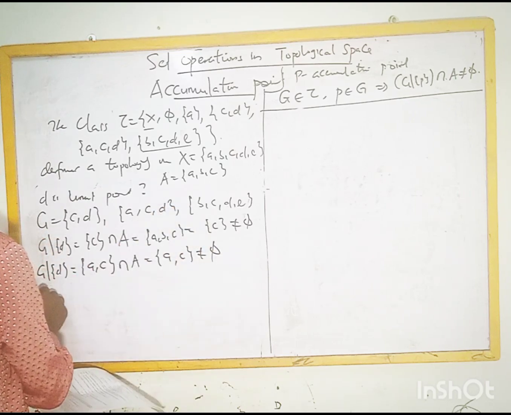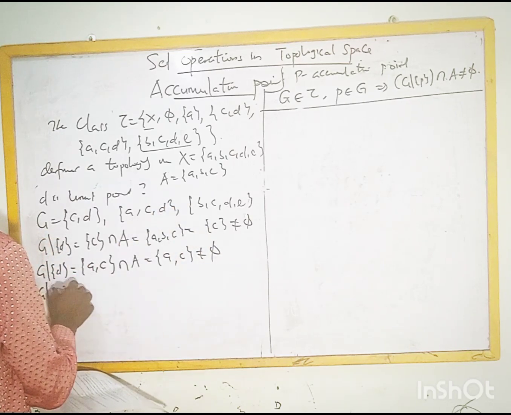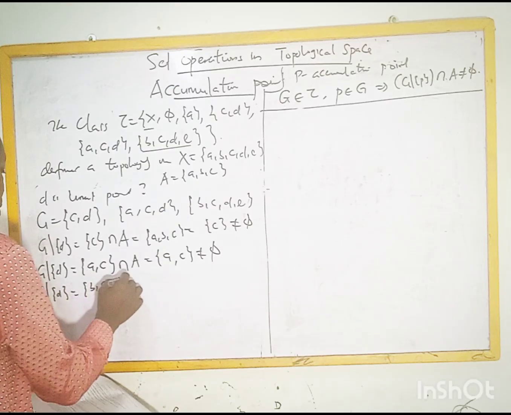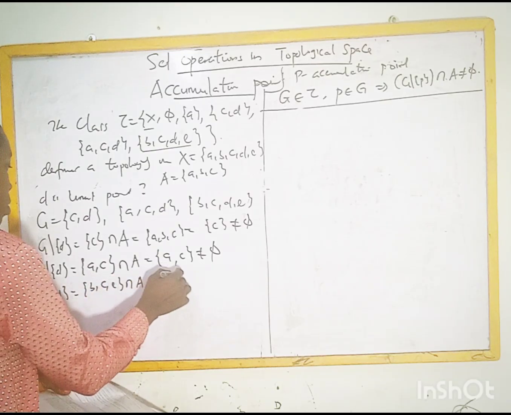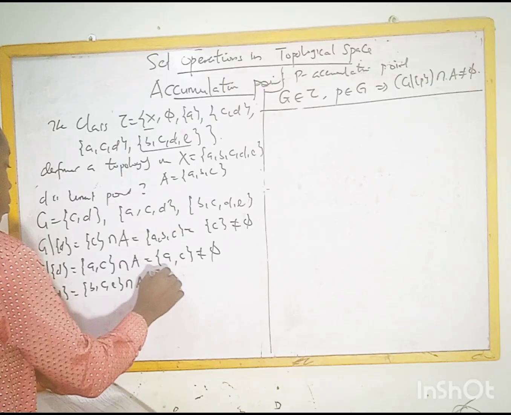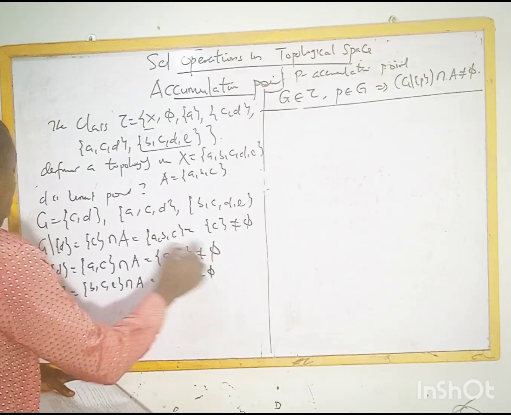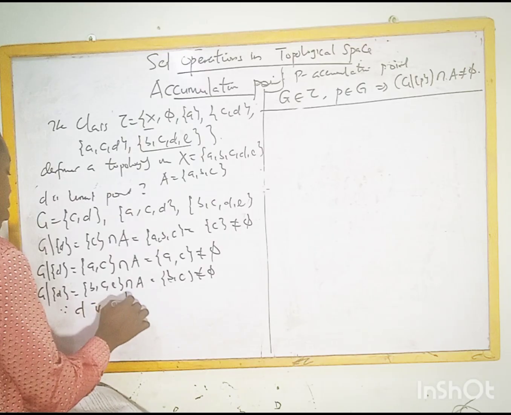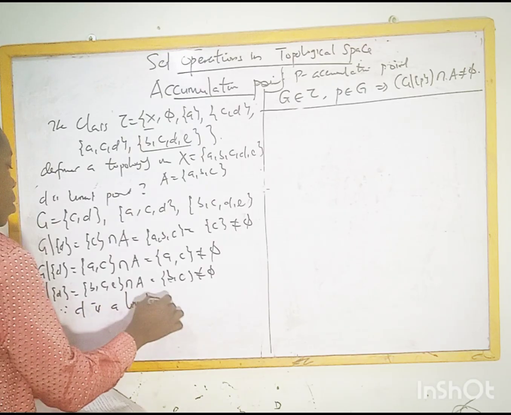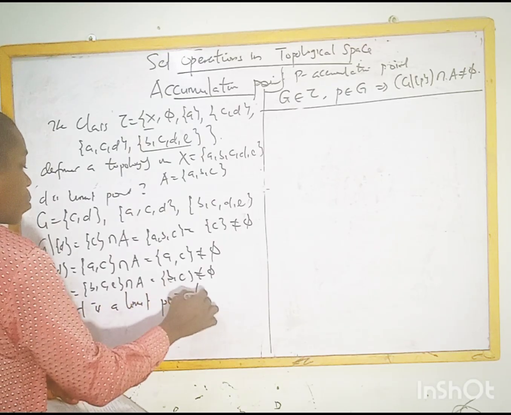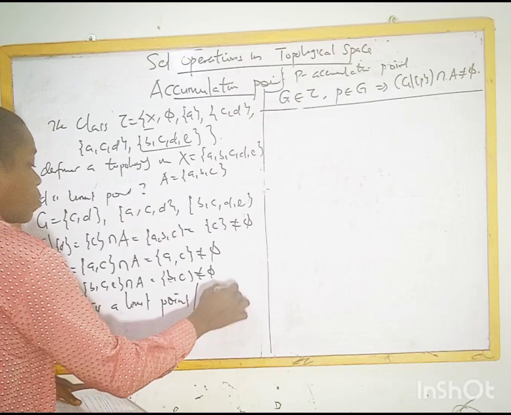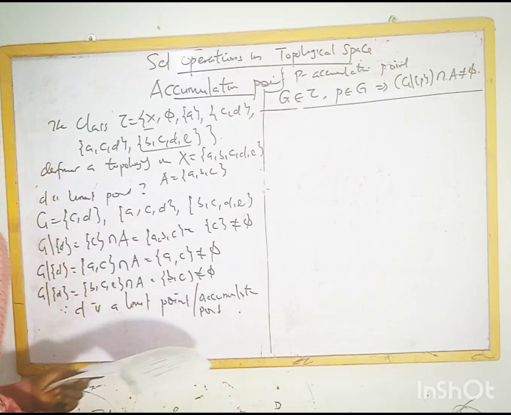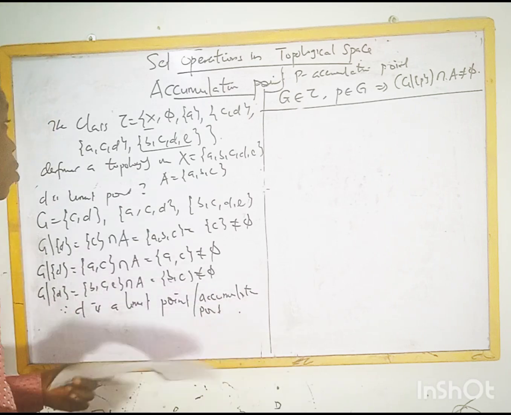Then lastly, G slash D. Then remove that one also. I have B, C, E. Intersection with A. What do I have? I have BC, sorry, which is not empty. So also therefore D is what? Is a limit point or accumulation point or derived point.